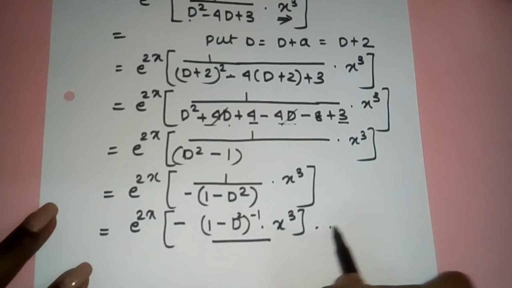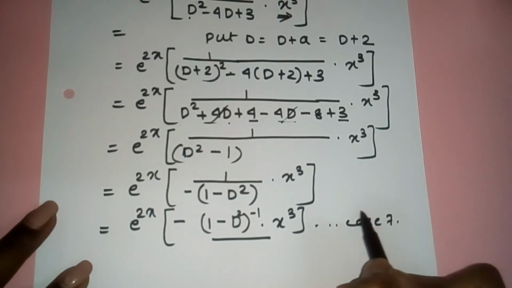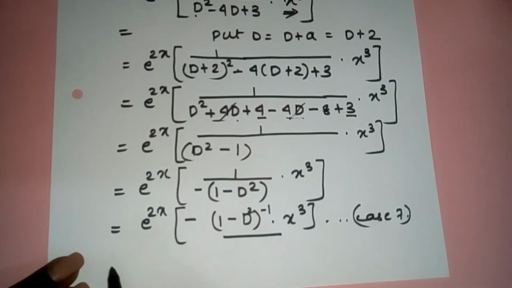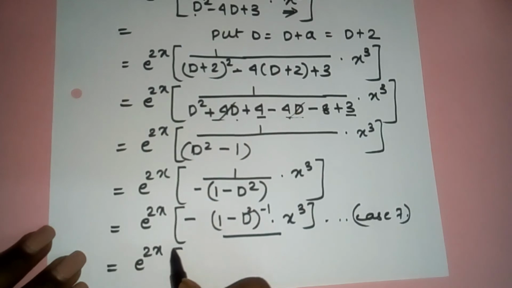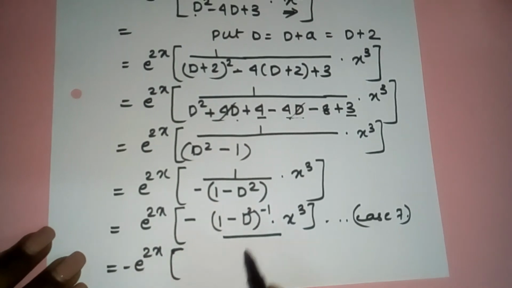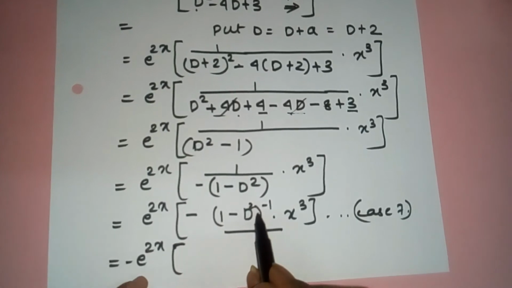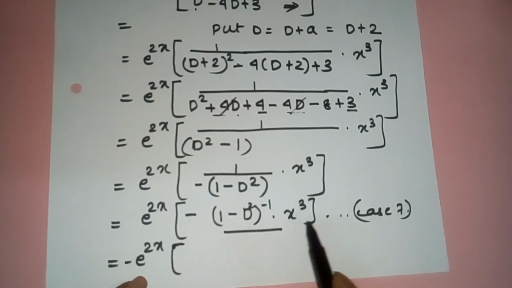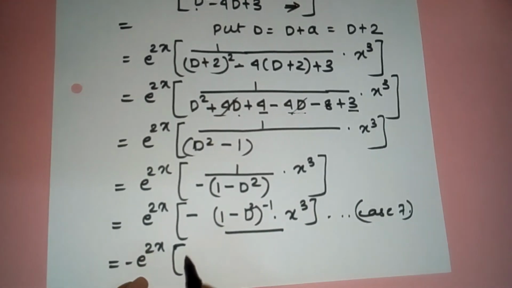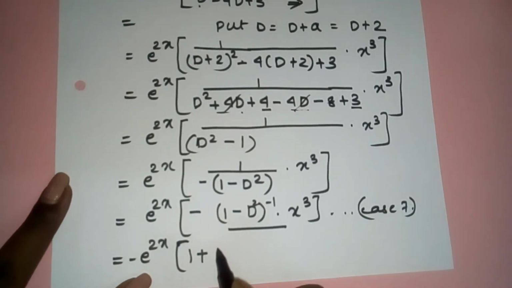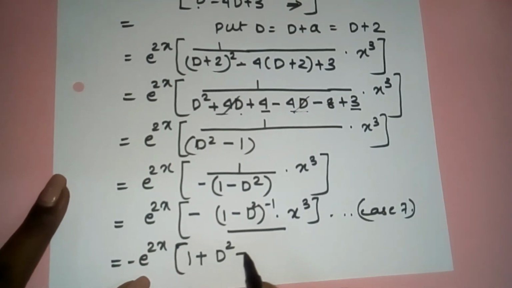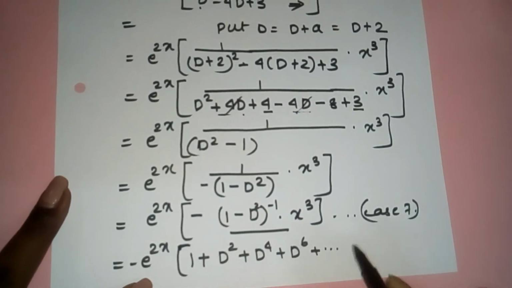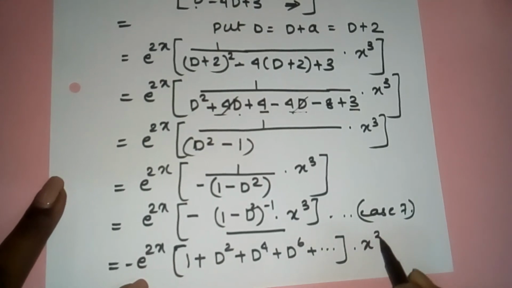Now this we have to solve by case 7. So for this, what we have to do is: equal to e raised to 2x. Now this minus we can take outside, and if you remember, when it is 1 minus something inverse, then it will be 1 plus D square plus D raised to 4 plus D raised to 6. So it will be 1 plus D raised to 2 plus D raised to 4 plus D raised to 6 plus dot dot dot, into x cube.